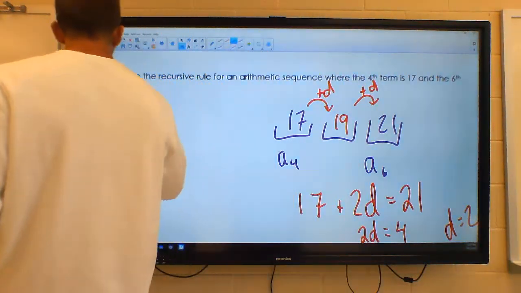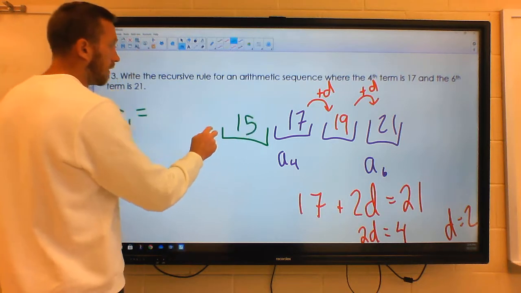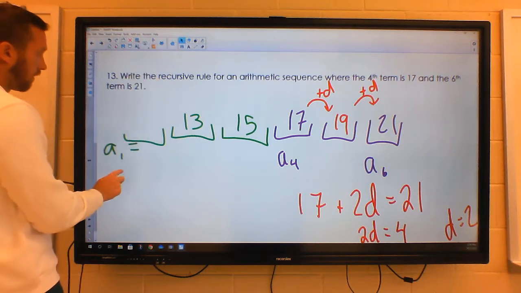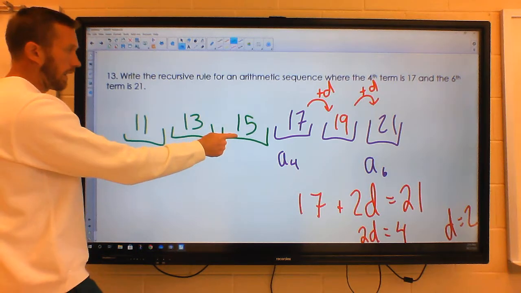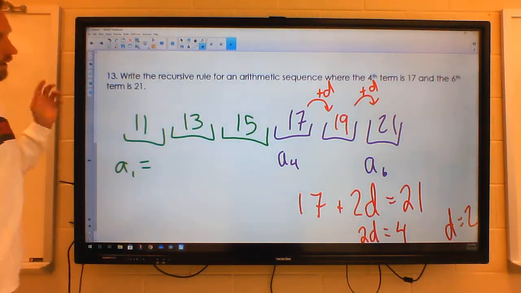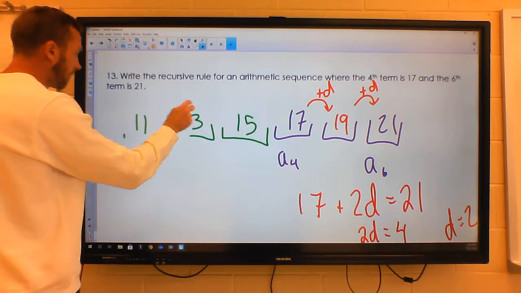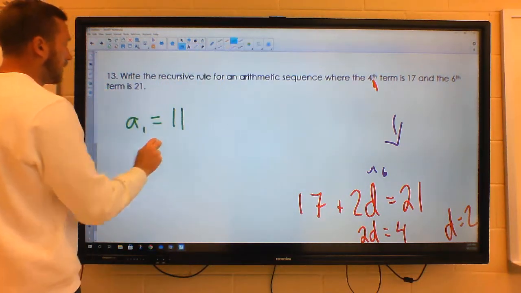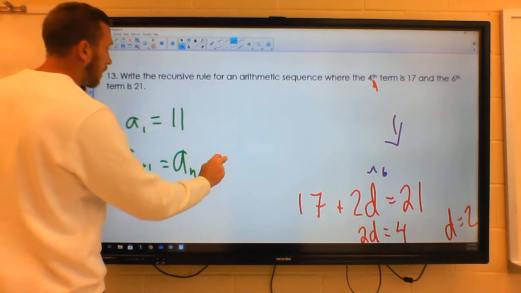Hey, we need to find our first term. a_1 equals something. Well, let's backtrack it. Our third term would be 15. Our second term would be 13, and our first term, a_1, equals 11. Let's double check that: a_1, a_2, a_3, a_4. Starts at 11, add 2, add 2, add 2. There we go. Very quick, easy, painless way to find that our first term is 11. So a_1 equals 11. We already said our common difference was 2. a_(n+1) equals a_n plus 2.